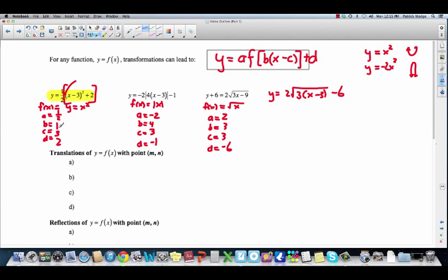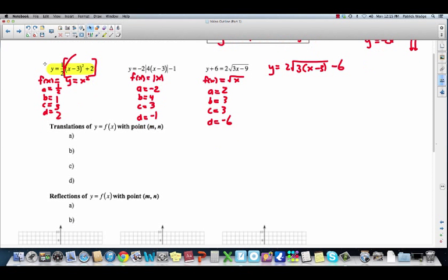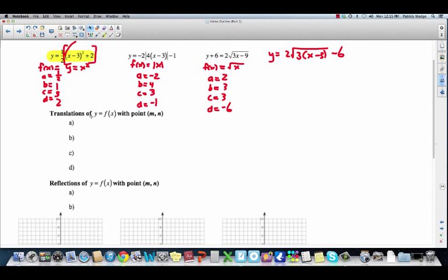Okay, we're going to learn what all these letters do to the mother functions. And as I said before, we've actually learned a bunch of them before. So it's kind of review, but we're doing it with a whole bunch of mother functions instead of just the quadratic function. So translations of y equals f(x) with point (m, n). We're only going to do two things today. We're going to do translations and we're going to do reflections. We'll leave the stretches for next day.